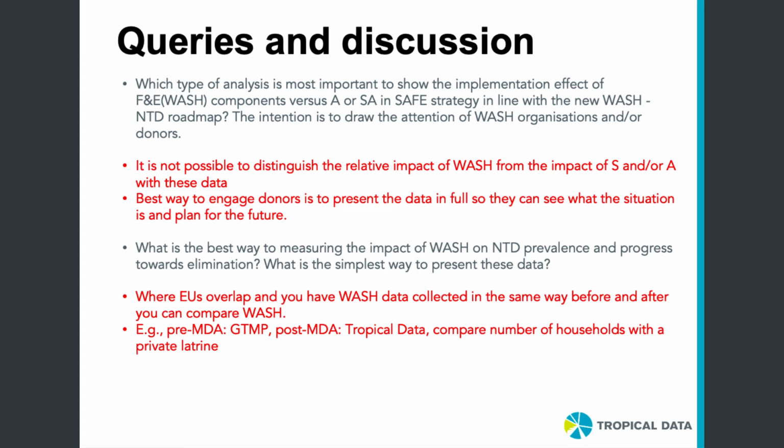The best way to engage WASH partners is probably to present the data on access to water and sanitation in full, so that they can see what the situation is and plan for the future. Where EUs overlap and you have WASH data collected in the same way before and after, you can compare WASH, for example, pre-MDA, GTMP, and post-MDA, Tropical Data, and compare the number of households with private latrine.